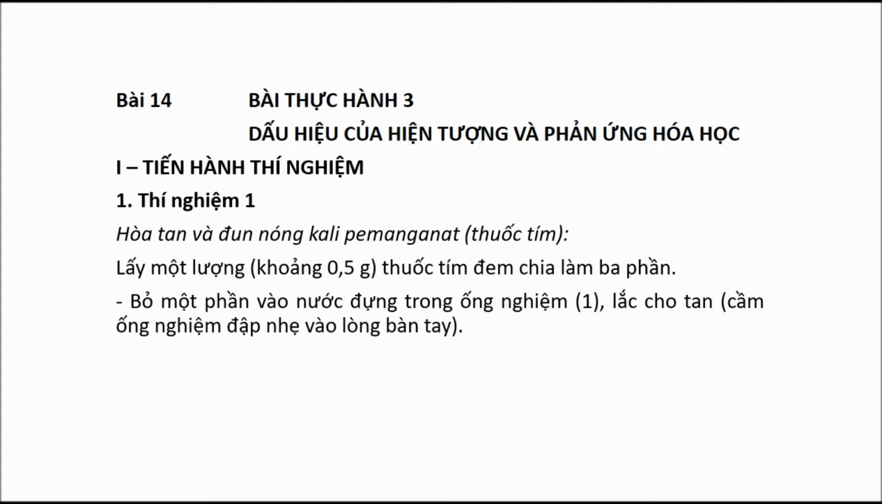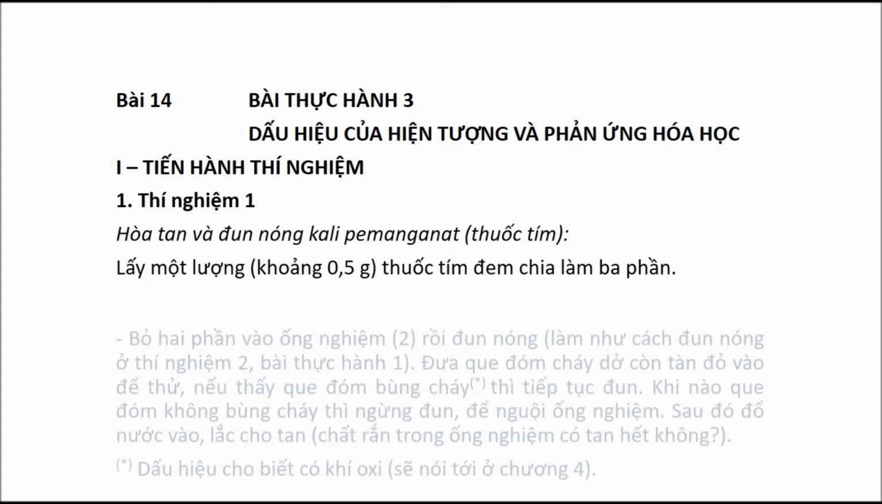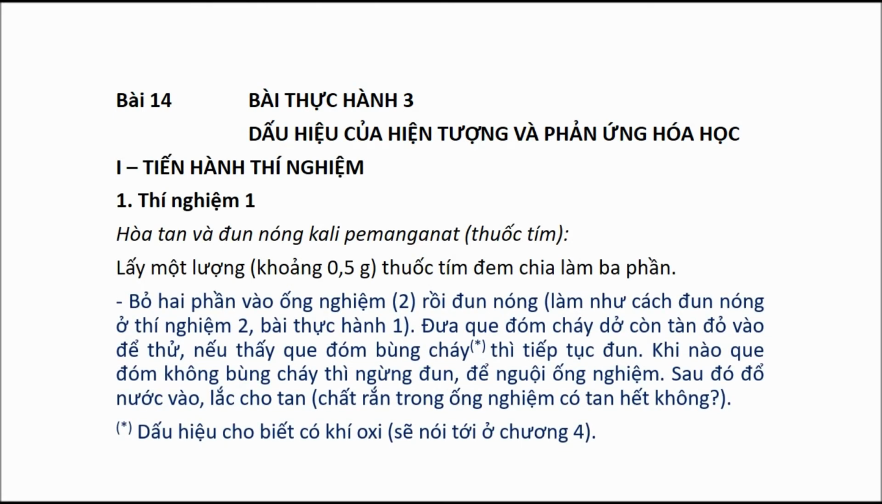Transfer a portion into the water in test tube 1. Shake it to dissolve the solid. Hold the test tube and strike it gently on the palm. Transfer the 2 other portions into test tube 2 and heat. Move a glowing stick over the test tube opening. If the glowing stick reignites, it signals that there is oxygen gas, which will be discussed in chapter 4. Then continue to heat. When it does not burn brightly, stop heating.